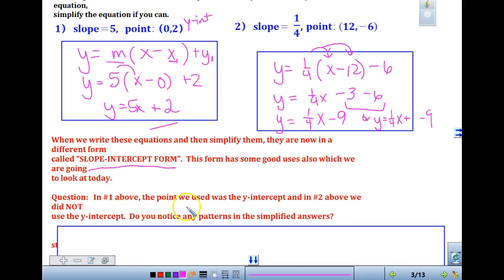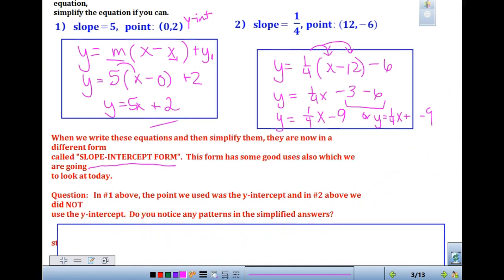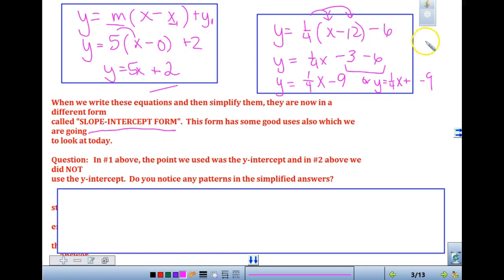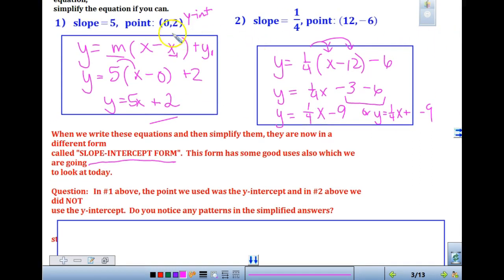So it says in question 1 above, the point we used was the y-intercept. And in number 2, we did not use the y-intercept. Notice any patterns when you're simplifying. If we start with 0, 2 in our equation, this is just the slope, and this is the y-intercept back here.